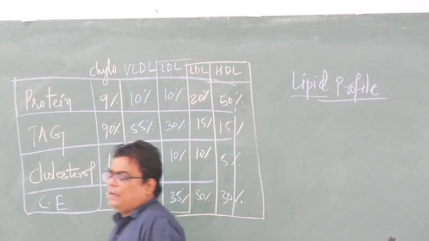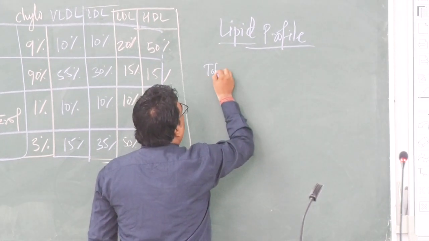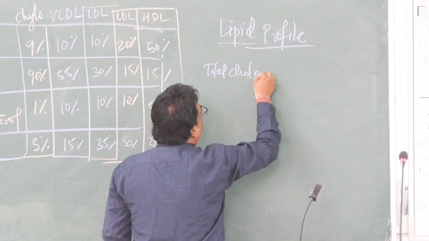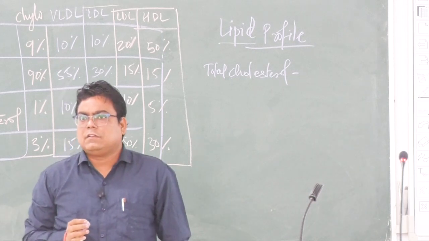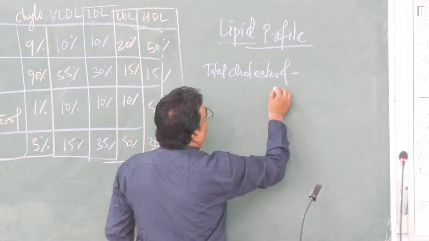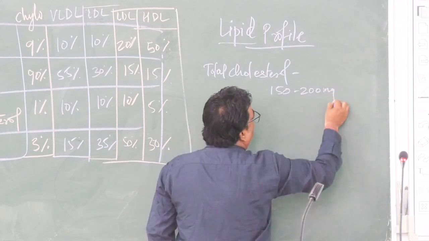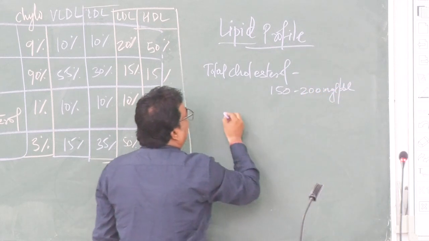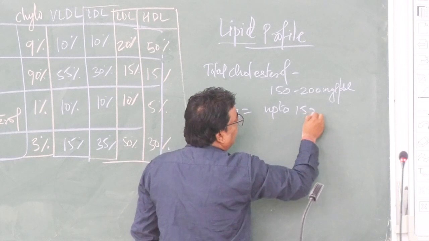Now we also see the normal fractions of molecules present in the blood. Then we see the lipid profile. What is the range of total cholesterol in the blood? It is 200 mg per dl. Triglyceride is up to 150 mg per dl.